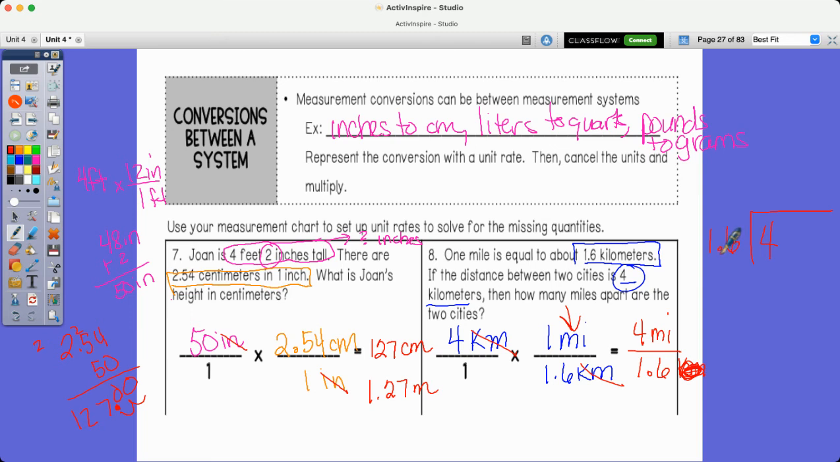Now I have a decimal on the outside, so I need to move it one place. Whatever I do to the outside, I do to the inside. Bring it up and ignore it. 16 goes into 40 2 times, that's 32. Subtract and get an 8, add a 0 and bring down. 16 goes into 80 5 times, and that's a perfect answer. So we are done. I have 2.5 miles is about equal to 4 kilometers.